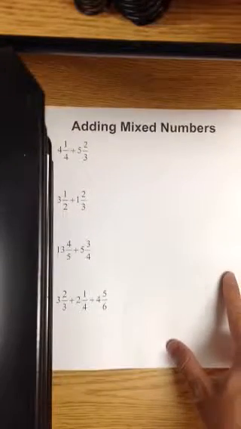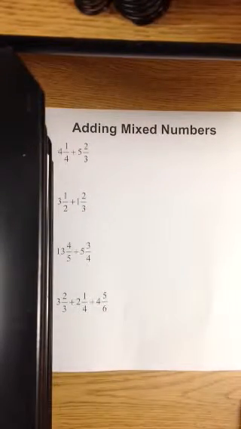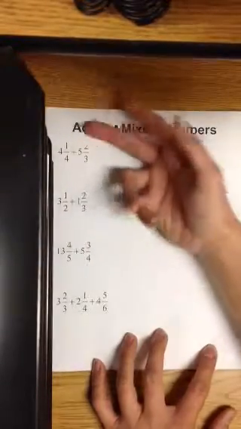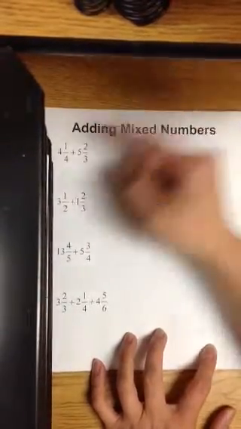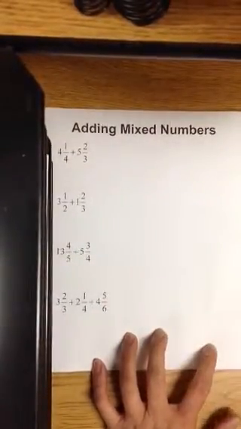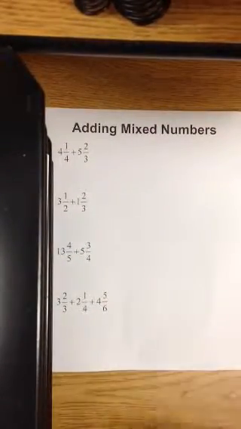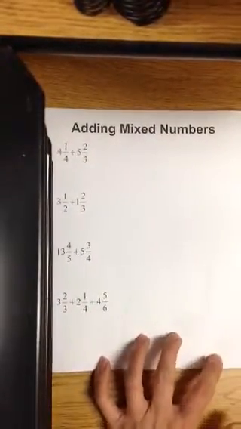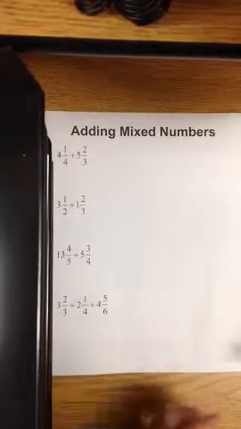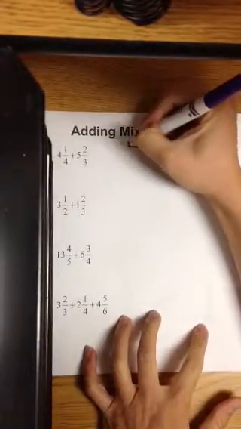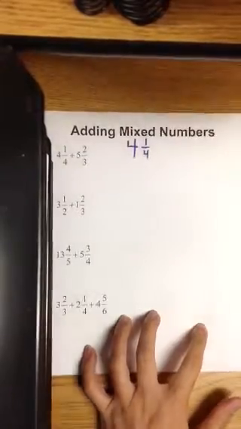Learn how to add mixed numbers. Previously we learned how to add fractions, like and unlike fractions. As you notice, all of these are unlike denominators. The only difference between the other lesson and this one is now you have whole numbers to contend with. No difference, not harder. So you have 4 1/4.